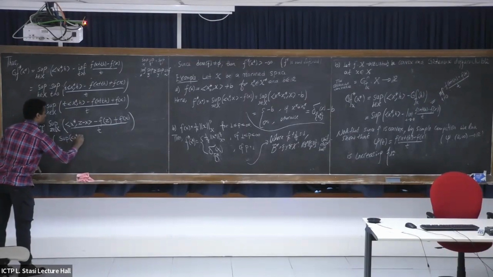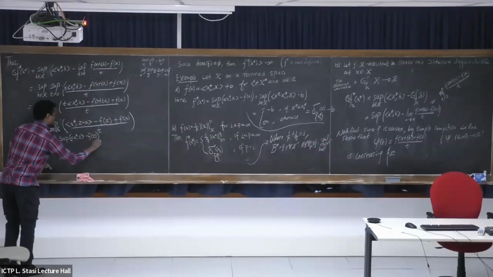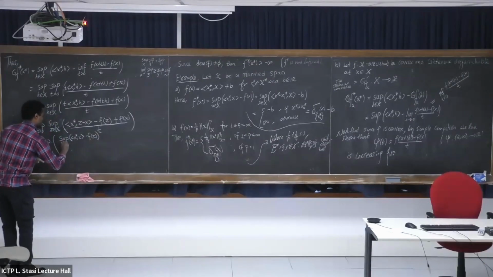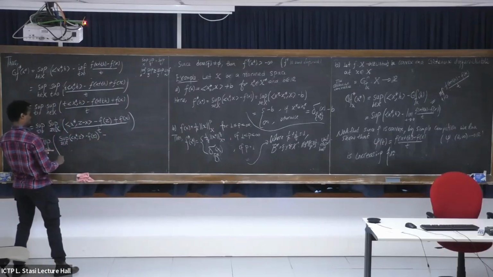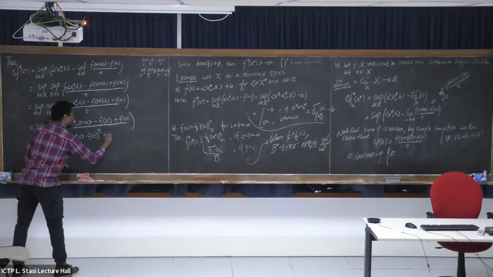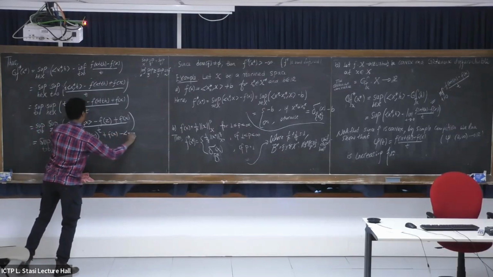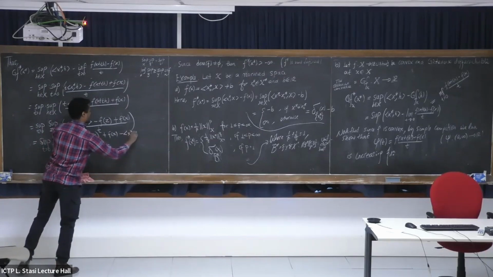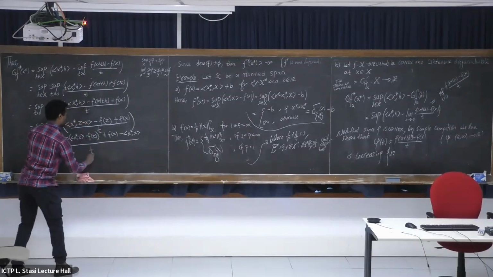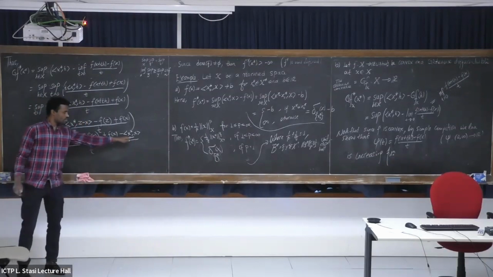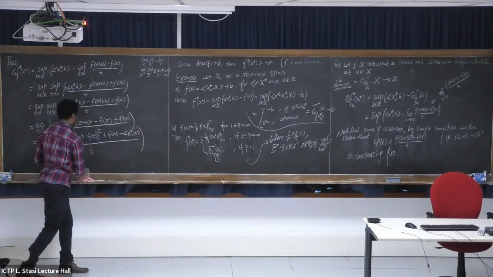X star into Z, Z minus X, plus F of X, then we have minus X star of X over T. These are independent of Z. So this implies that.